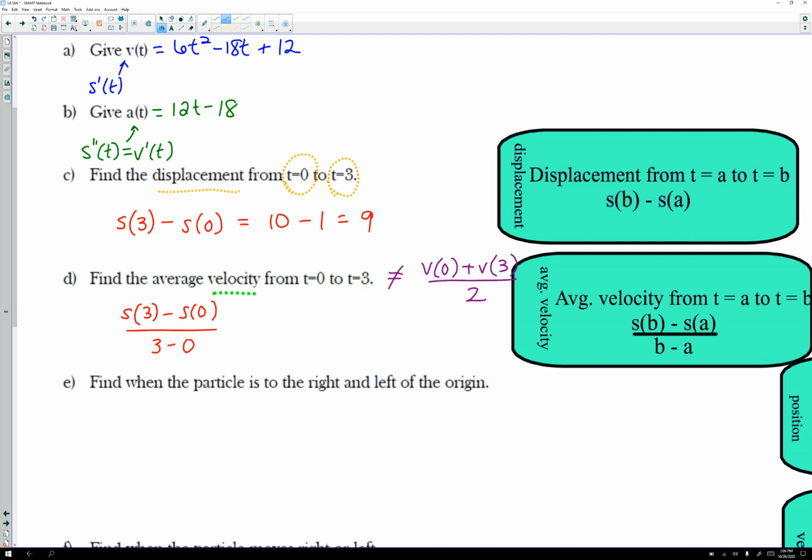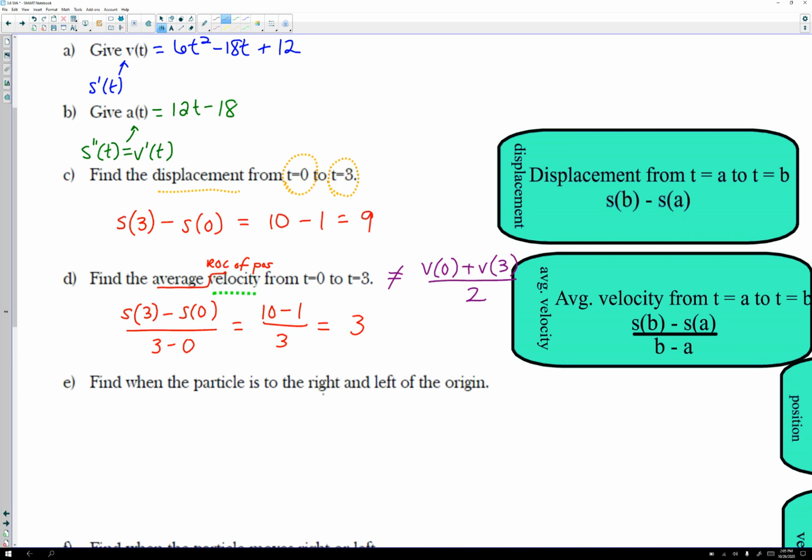An average velocity is an average rate of change of position. So then average rate of change means slope. Okay, slope of position. So now to calculate this, I've already got the numerator is 10 minus 1. So 9 over 3 is 3.